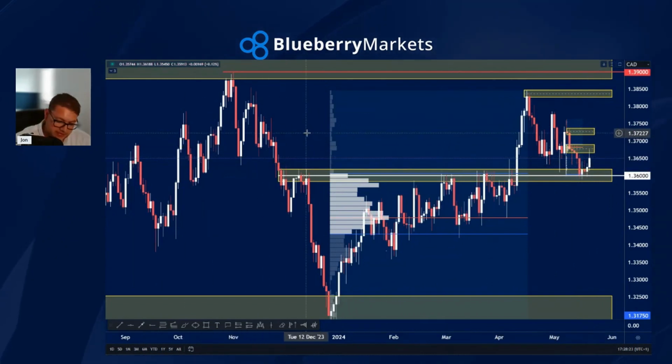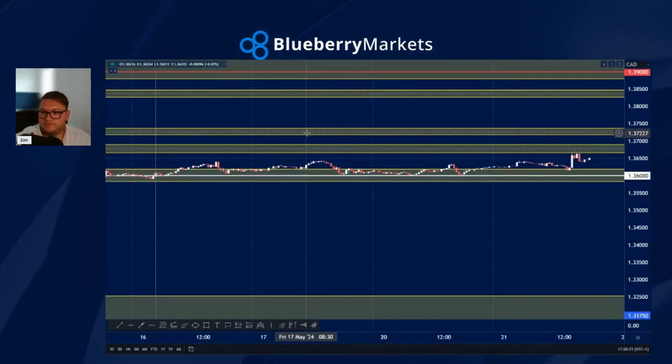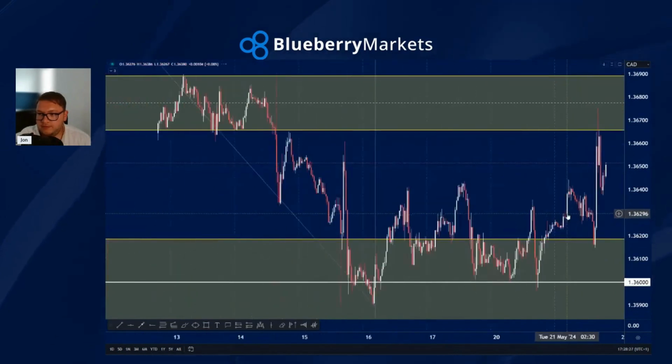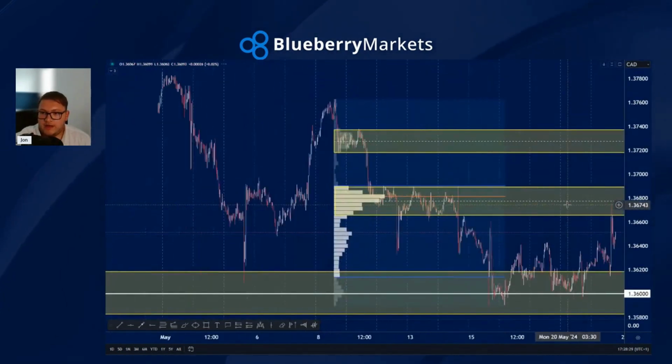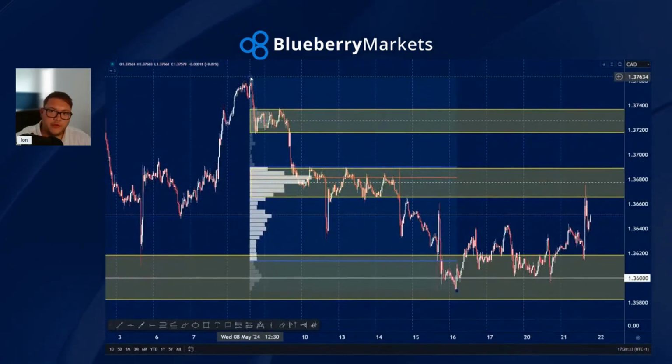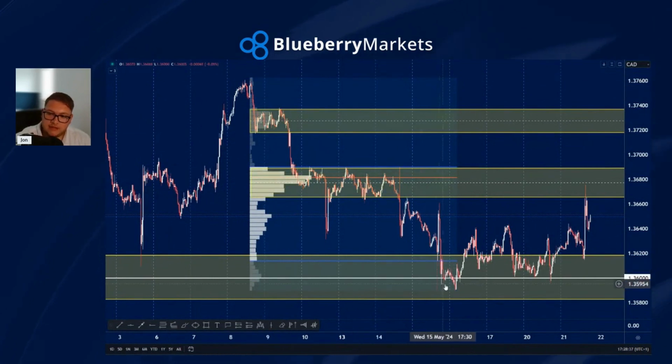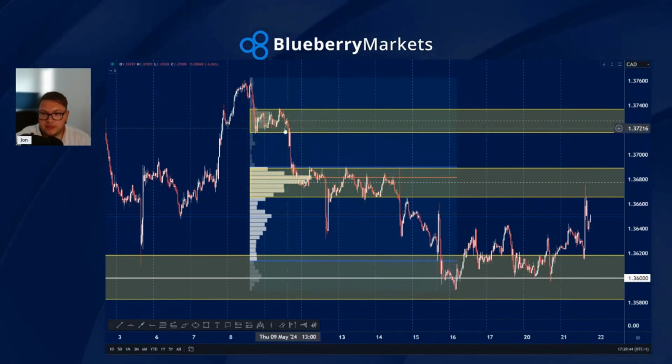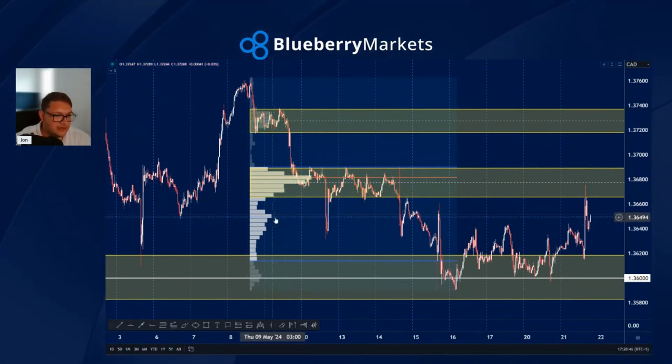So what I did was I went down to a 30-minute time frame, opened it up, and had a little look at where near-term volume was. I did a volume profile from the swing high that formed on Wednesday, the 8th of May, down to these recent lows that formed on Thursday, the 16th of May. And basically what it shows me is where those higher volume levels are.